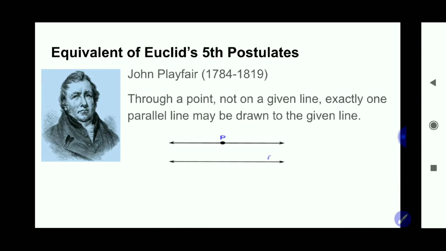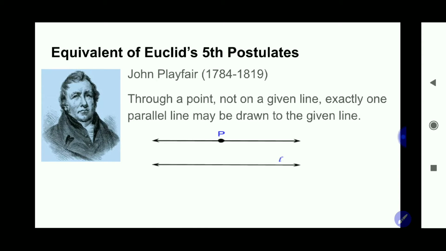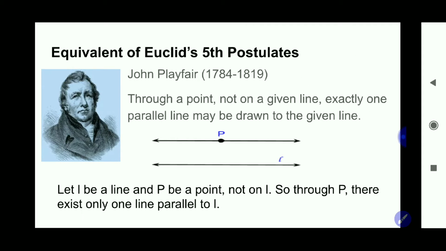Dear students, now we are learning some postulates which are equivalent to Euclid's fifth postulate. John Playfair's postulate. Through a point not on a given line, exactly one parallel line may be drawn to the given line. It is also called Playfair's postulate. Let L be a line and P be a point not on L. So, through P, there exists only one line parallel to L. It is proposed by Playfair.